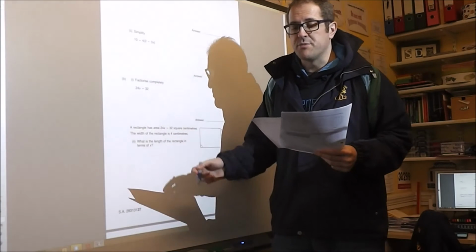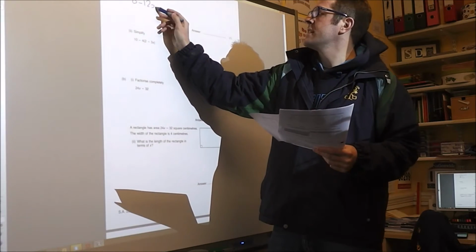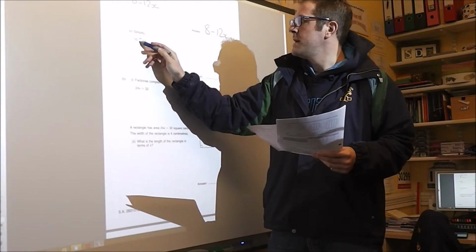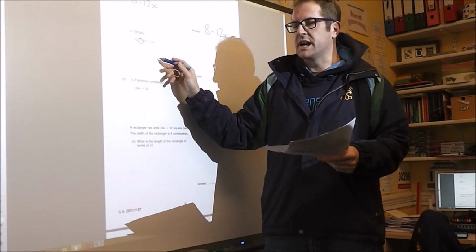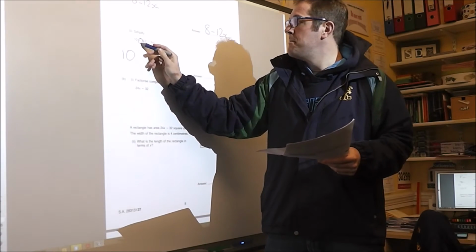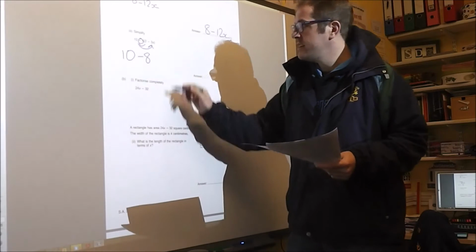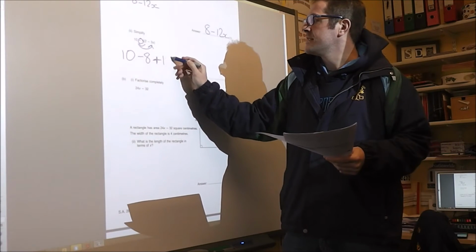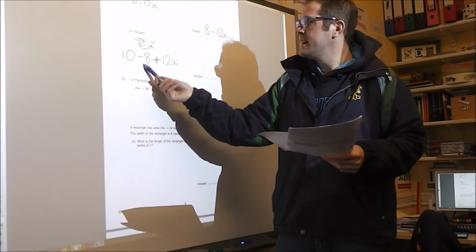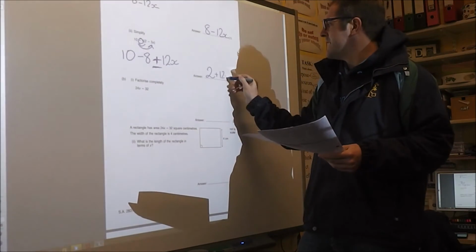Okay, question 7 is more brackets. Multiply the brackets carefully and you get 8 minus 12x. For this second one, remember it's minus 4 in front of the brackets, so circle it, and then if you write it out, you've got 10 minus 8, but then negative times negative makes a plus. An enemy of an enemy is a friend. So you've got 10 minus 8, which is 2, plus 12x.